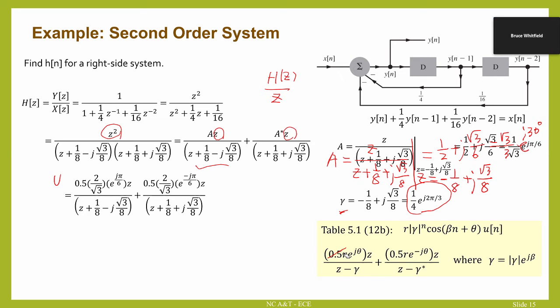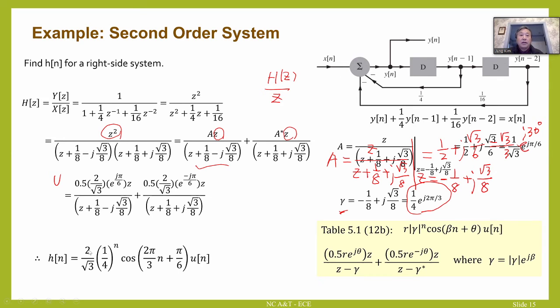What would beta be? Okay, so this is table 20. I'm going to provide the table. In this case R equals 2 over square root of 3. So we're going to plug in here 2 over square root of 3, and then the magnitude is 1/4 to the n, and cosine, this is beta, so 2 pi over 3 to n, plus the 30 degrees, which is pi over 6.